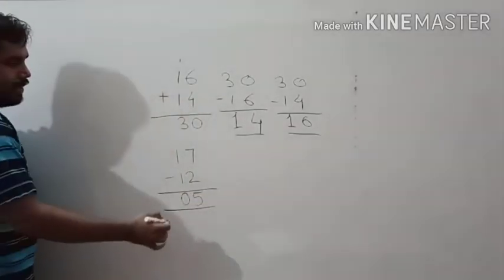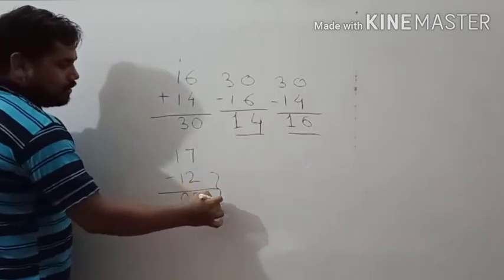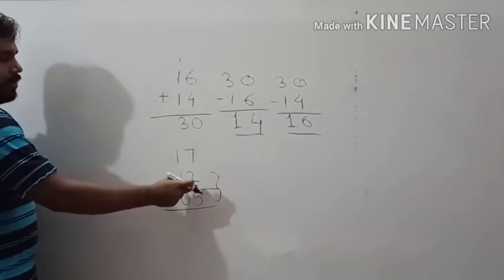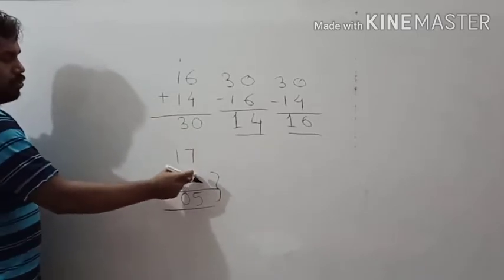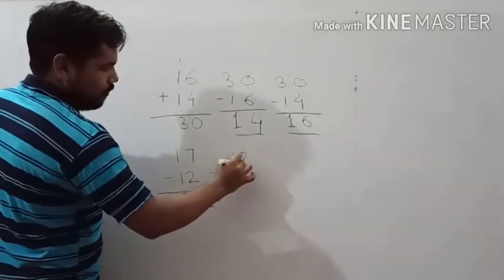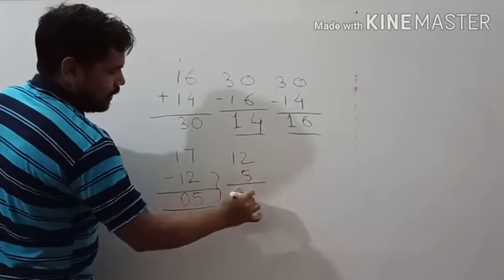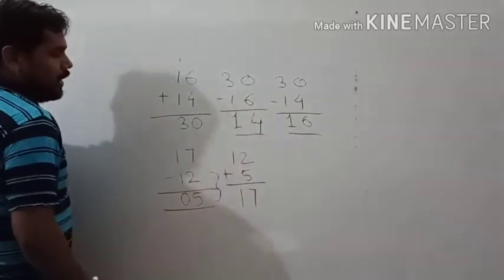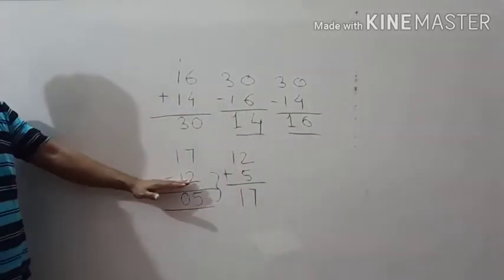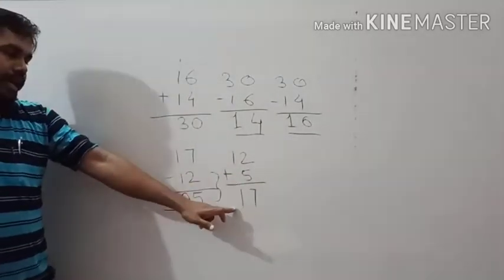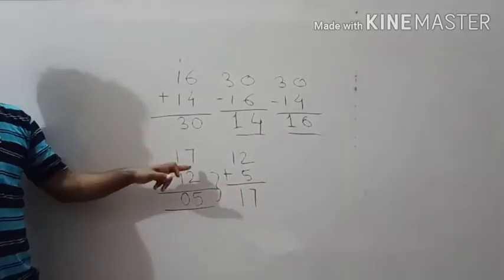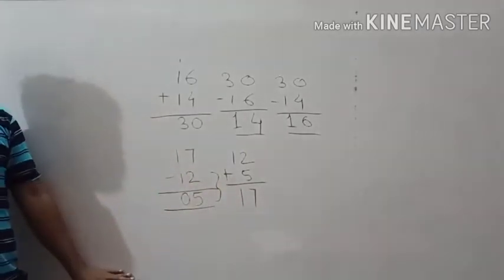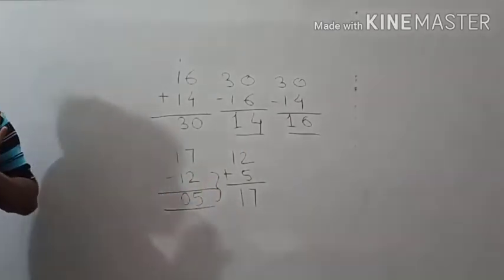Now let us see what happens if you add these two numbers, 12 and 5. So what will be the result? Let's see. 5 plus 2 is 7, and 1. So if you are adding this number and this number, then you are getting this number, right? So this is the verification of subtraction. That means this subtraction is also correct.